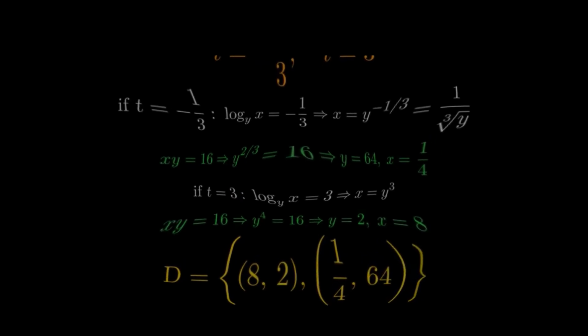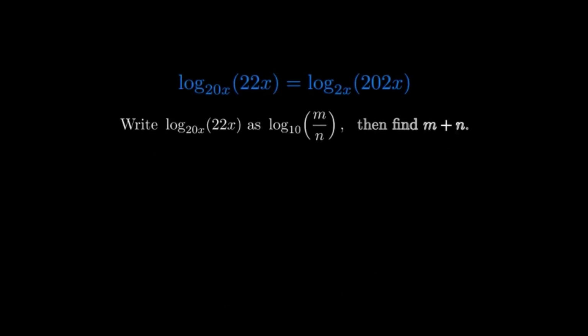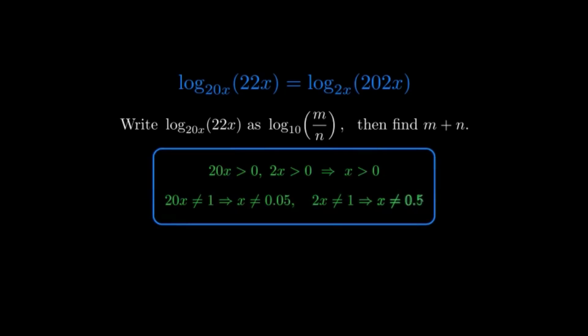The given condition is log base 20x of 22x equals log base 2x of 202x. We are asked to write the value of log base 20x of 22x in the form log base 10 of m over n, where m and n are natural and relatively prime, and then find m plus n. We first check the domain conditions for logarithms. Both bases must be positive and not equal to 1, and the arguments must be positive.